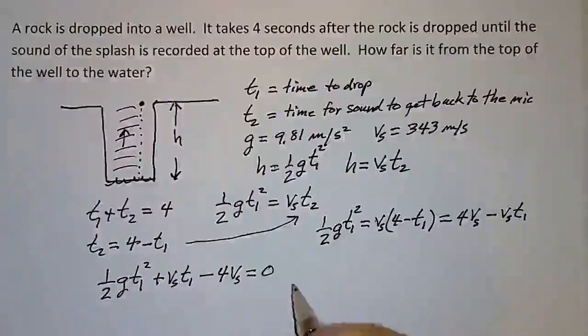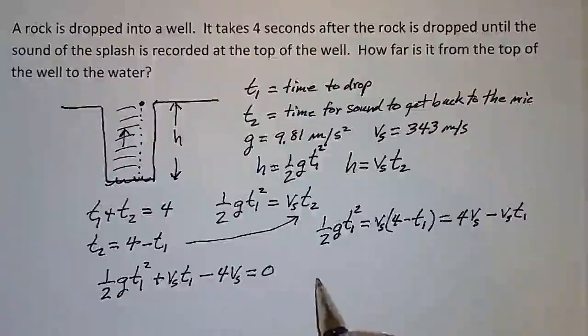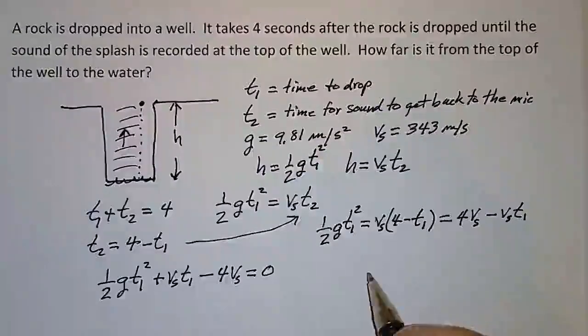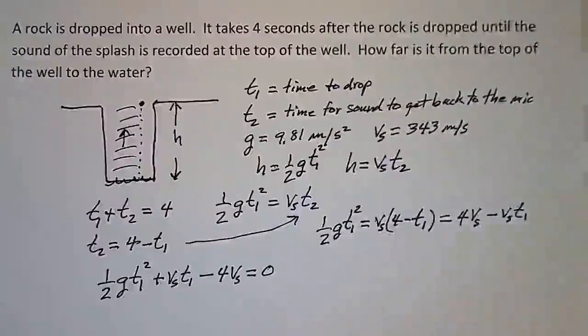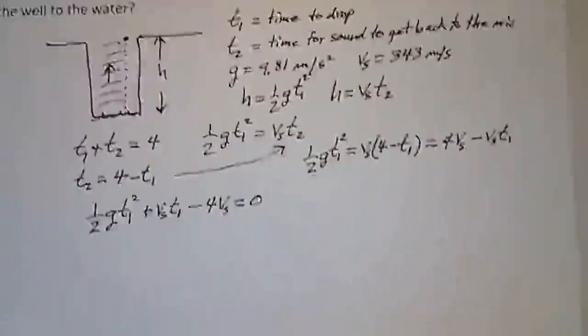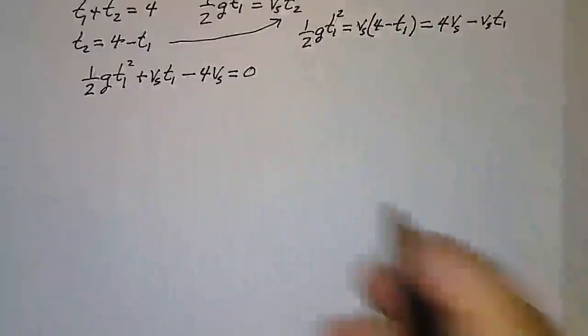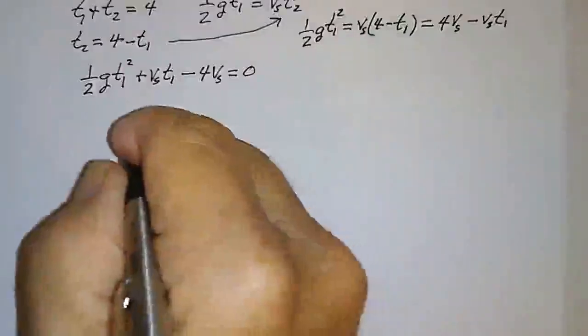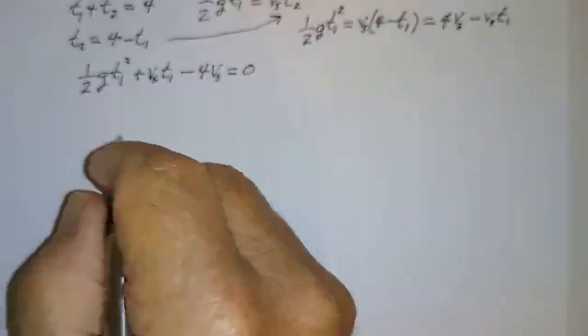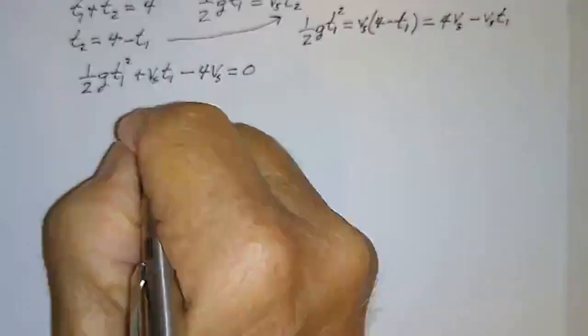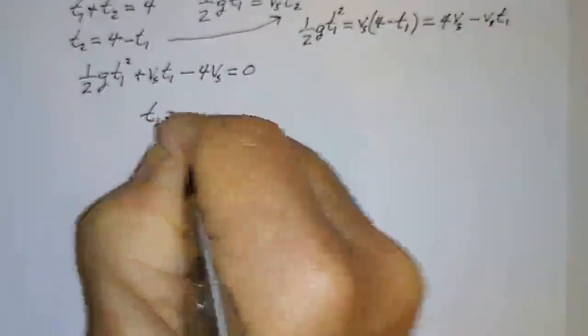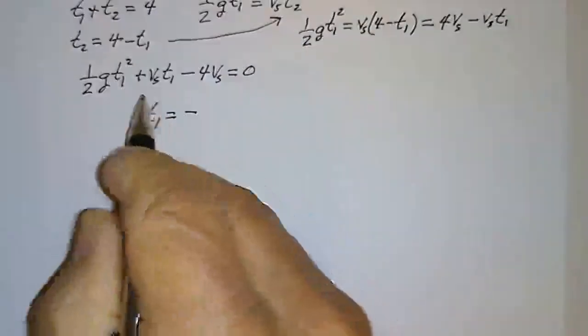Now this is in the standard form, ax squared plus bx plus c, and we have the quadratic formula to solve that. Let me move it up a little bit here so we can see it a little better. So I'm going to say then that T1, which corresponds to the x, is equal to minus b, but b is equal to Vs.